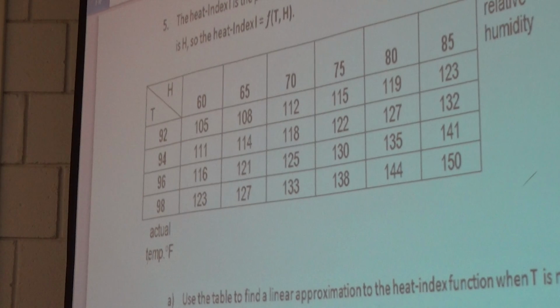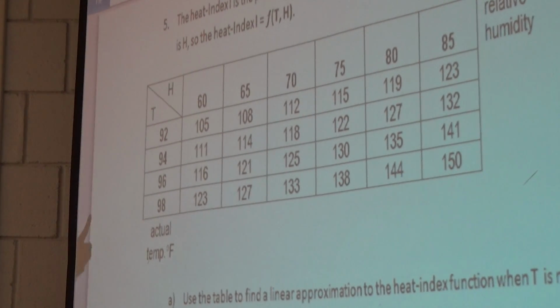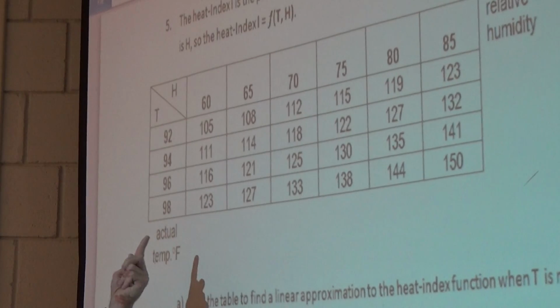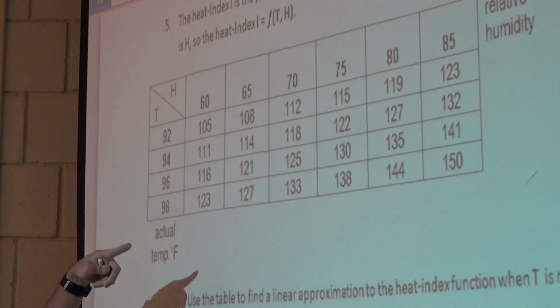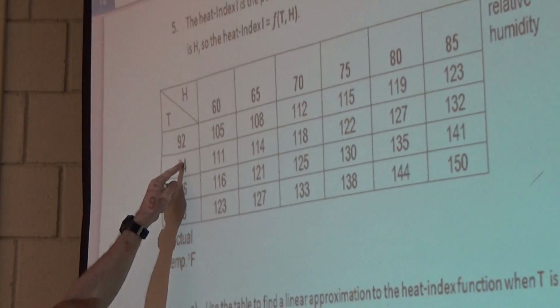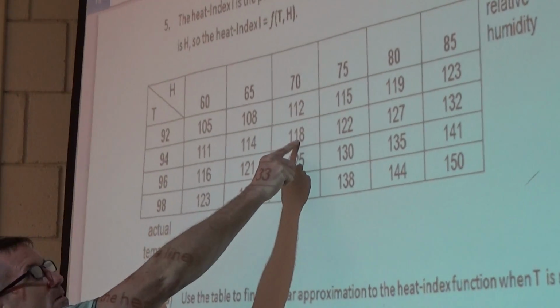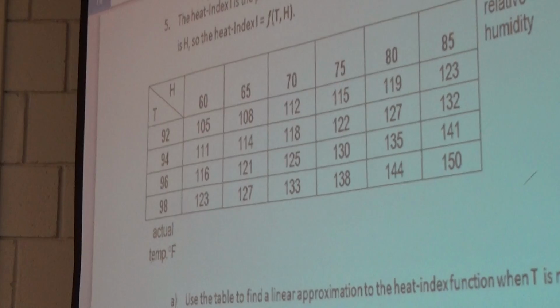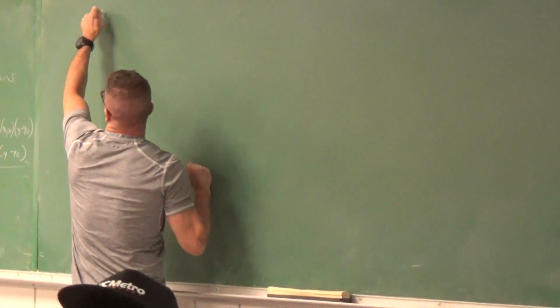So we're going to start with letter A. It says, can you use the table to find a linear approximation to the heat index function when T is near 94 and H is near 70? So the first thing is, let's circle on the table. Where's 94, 70? Let's circle that number. We've got the 94 and the 70, and I can start writing this out.